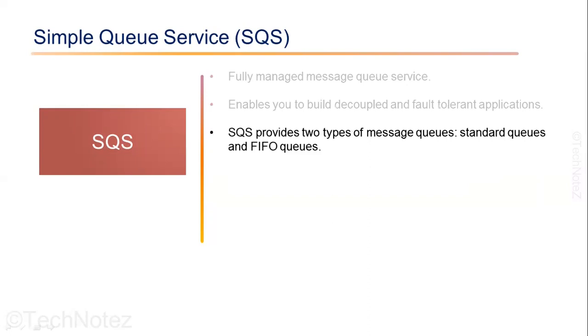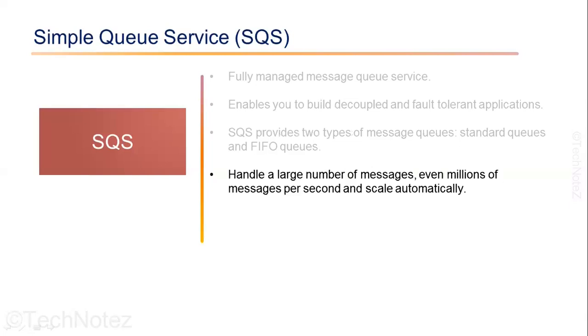SQS provides two types of message queues, standard queue and FIFO. Standard queue offers best effort ordering, while FIFO guarantees that messages are processed exactly in the order they are sent. One of the main benefits of SQS is its ability to handle a large number of messages, even millions of messages per second, and it automatically scales with your application. It also provides a pay-as-you-go pricing model, so you only pay for the number of messages you send and receive.